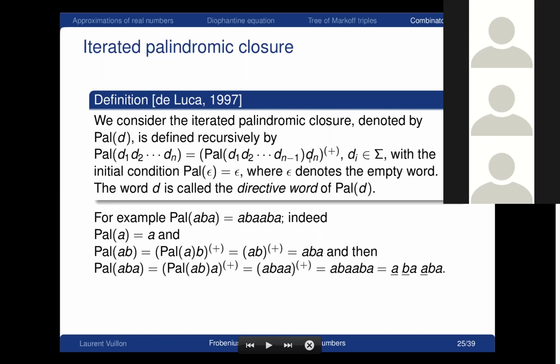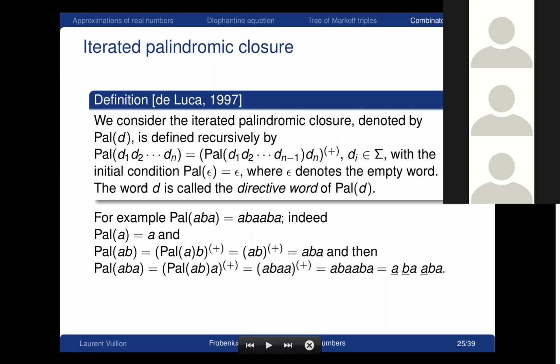And you add the letter Dn, and you compute the plus operator. Okay, and we have pal of the empty word is the empty word. Okay, let's try to compute pal of ABA. So this is a directed word, ABA. And we will see that the pal of ABA is ABAABA. Okay, let's start. So pal of the prefix of your directed word, pal of A is A.